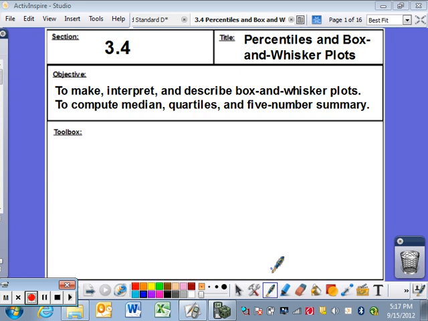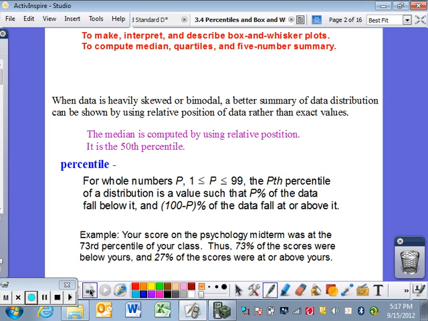Okay, this section is percentiles and box and whisker plots. So we're going to interpret and describe box and whisker plots, and everything that's entailed with them. The first thing I want to talk about is percentiles.